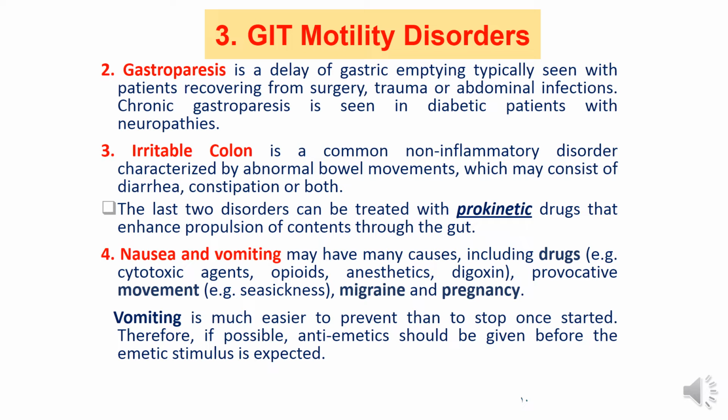The second GIT motility disorder is gastroparesis. It is a delay of gastric emptying, typically seen in patients after surgery, trauma, or abdominal infections. Chronic gastroparesis is seen in diabetic patients. The third GIT motility disorder is the irritable colon, which is a common non-inflammatory disorder characterized by abnormal movements in bowel, which may consist of diarrhea, constipation, or both.